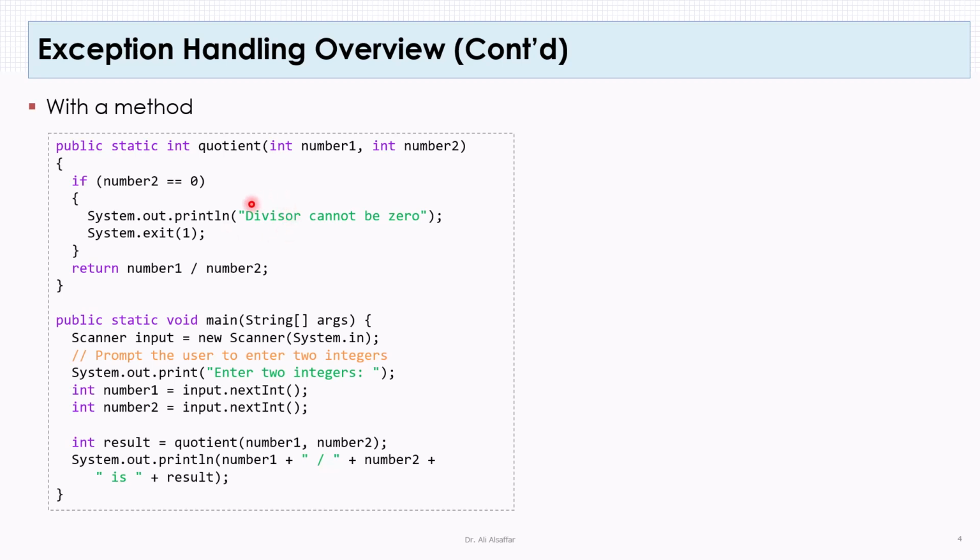The caller should decide what to do to terminate the program. The caller here is main. So when we jump from main and go inside quotient, our program terminated. So the main method, which is the caller, has not been notified.